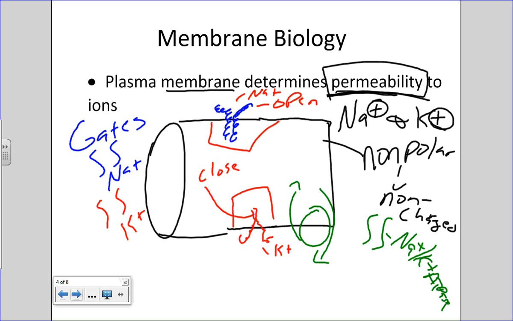If we want the cell to become more permeable to potassium, we would just add more potassium gates in there, okay? Or if we want to make it less permeable to sodium, we may take away a sodium gate. That's essentially what cells do if they want to increase or decrease their permeability to a certain ion, to a certain charged element: they use these gates and increase or decrease their numbers. All right, so that's something to think about.